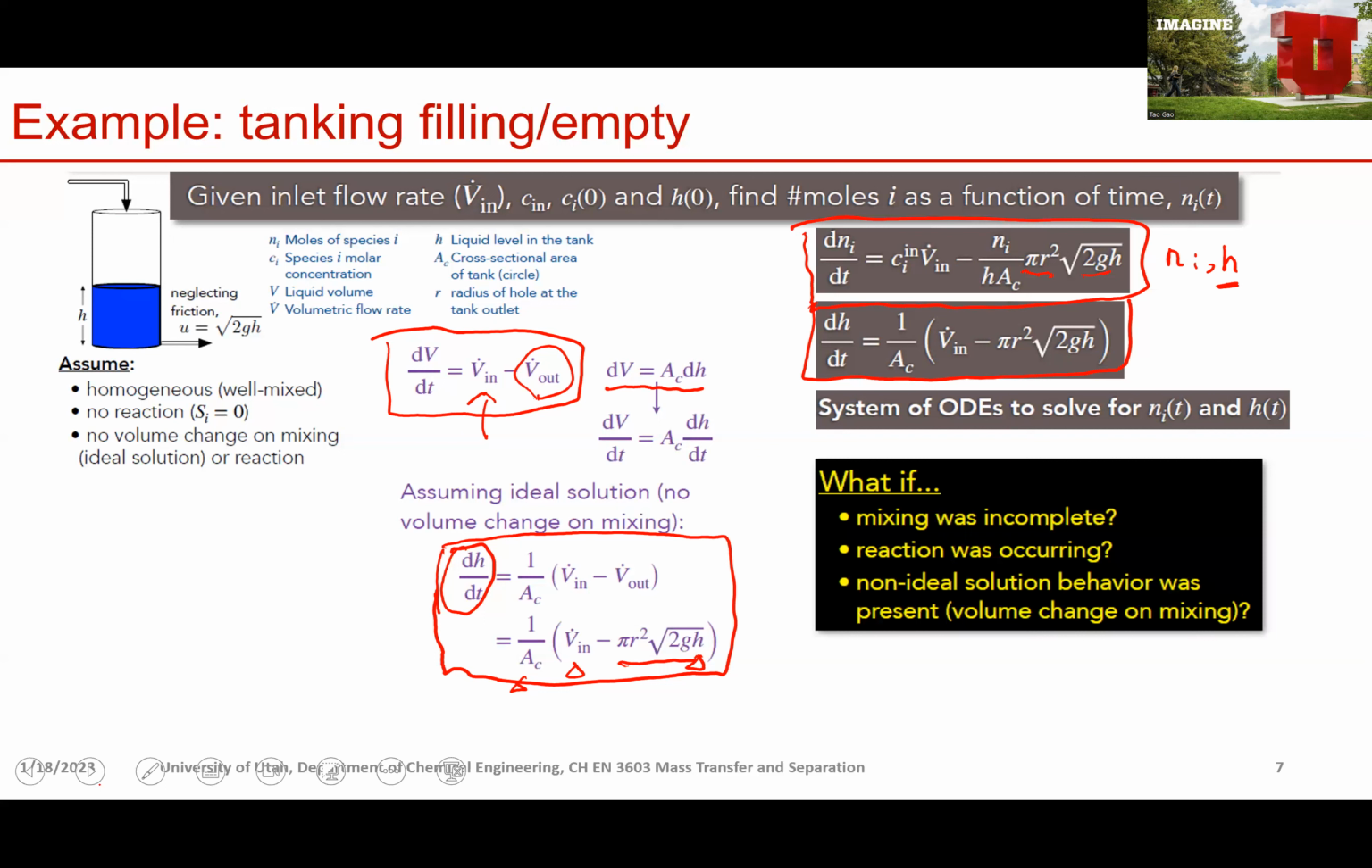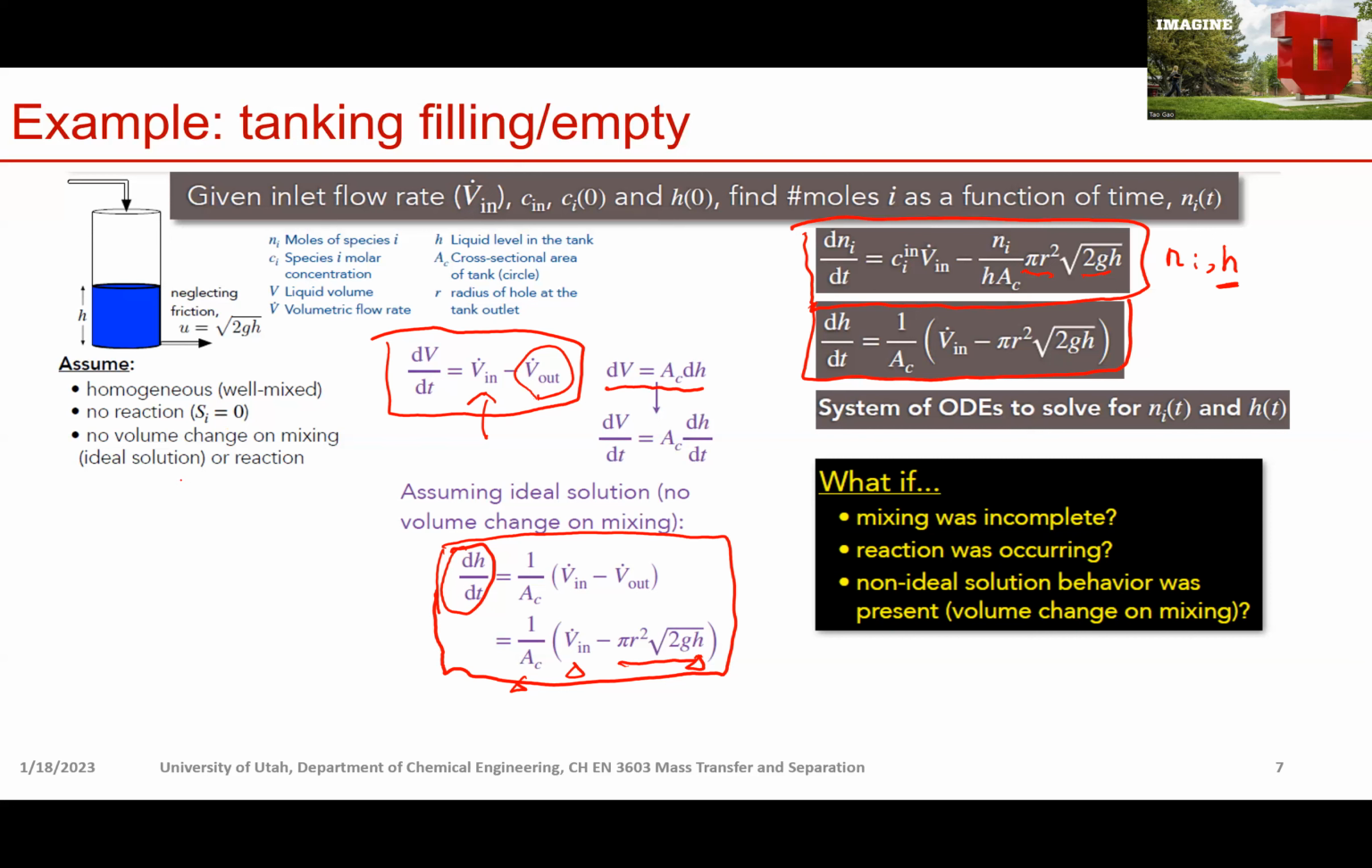Now, in this problem, we made some very strong assumptions. For example, the solution is homogeneous. That means we mix the solution very well, so there's no concentration gradient whatsoever. Concentration does not depend on space. It's always the same at any point in the solution. Then there's no reaction, and no volume change on mixing. That means it's an ideal solution.